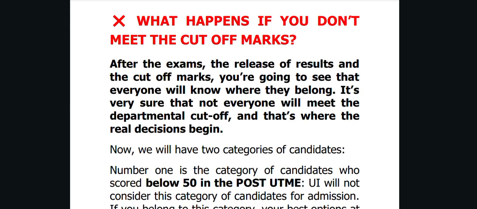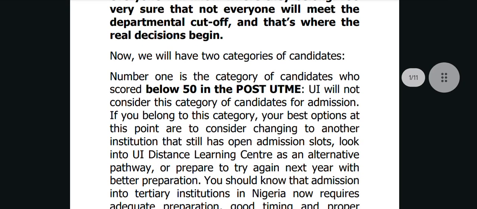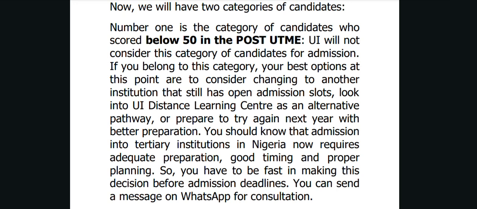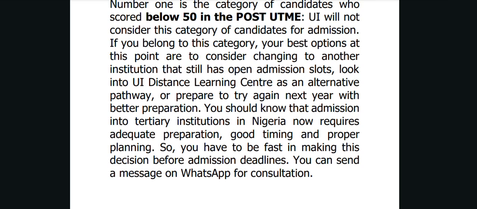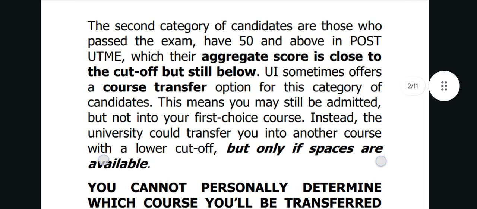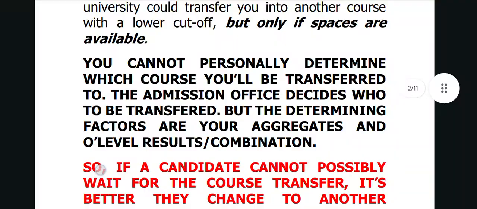From the beginning of this video, I explained that we have two categories of candidates after the use of cutoff marks. The ones that could not score up to 50 in post-UTME have options of changing to another institution, considering distance learning, or coming back the following year. The second category did not meet the cutoff mark for their department, and the option they have is to either wait for course transfer or change to another institution.